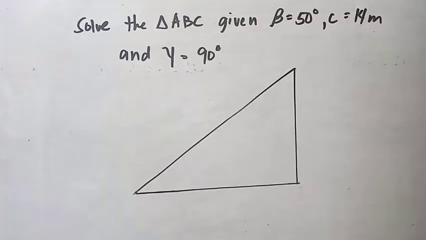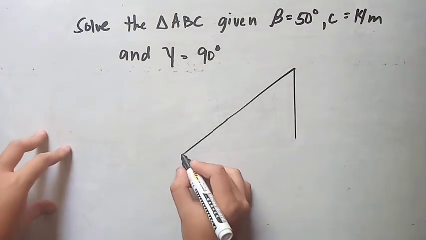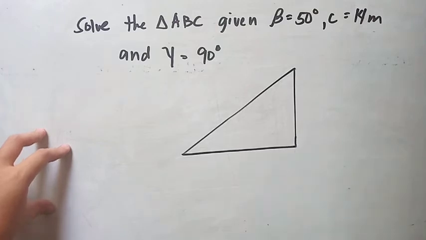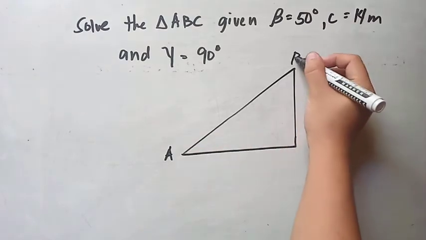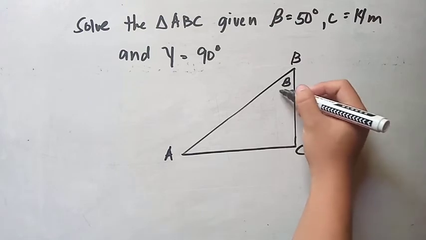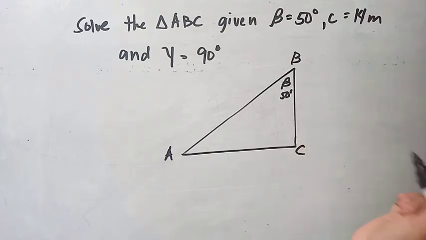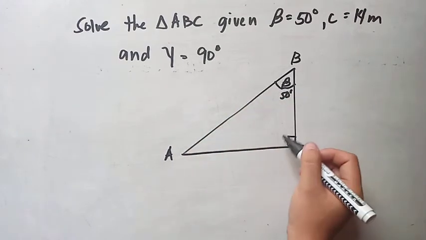Lastly, we are going to solve for the triangle ABC given our beta is 50 degrees. Our side C or our hypotenuse is 14 meters and our gamma is 90 degrees. Oh, so naniniwala na kayo na mano-mano ko lang yan. So this is our triangle ABC and the given angle is our beta, which is 50 degrees. So this is right angle or our gamma, that is 90 degrees.